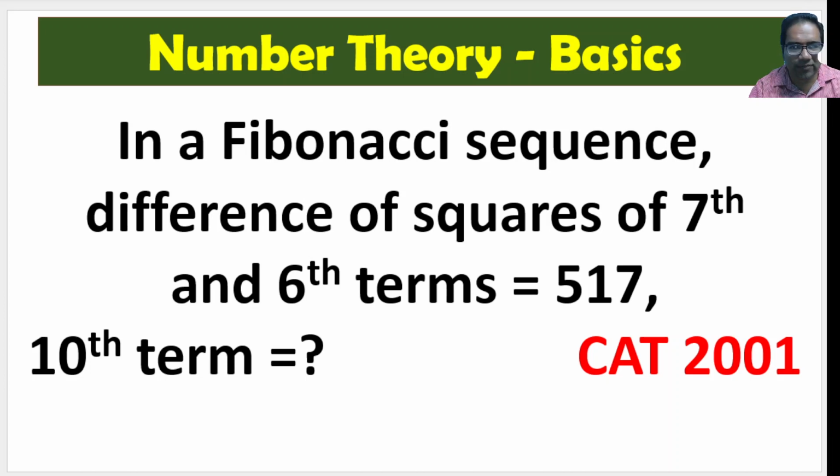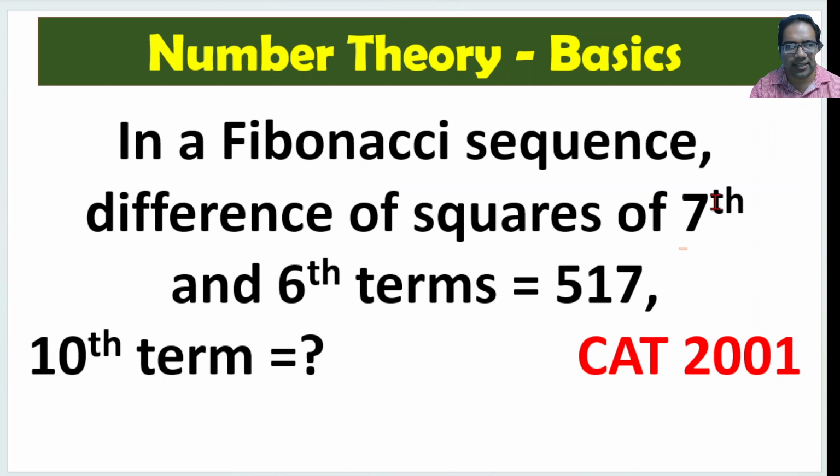Hi friends, here we are given a Fibonacci series and the difference of the squares of the 7th and 6th terms is 517. And what is the 10th term? What is the Fibonacci series? It is when every term is the sum of the previous two terms, except probably the first two terms. From the third term onwards, every term is the sum of the previous two terms.